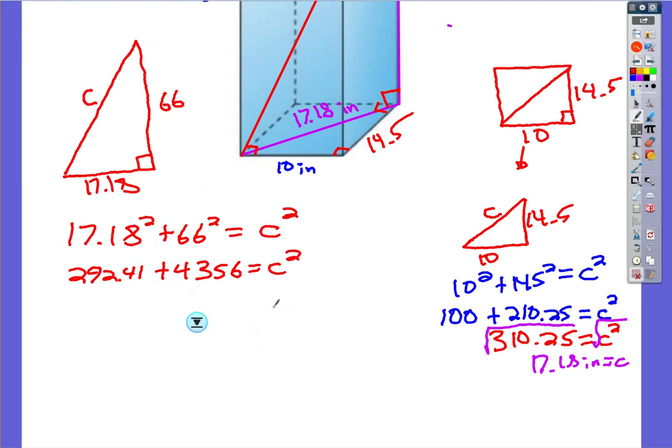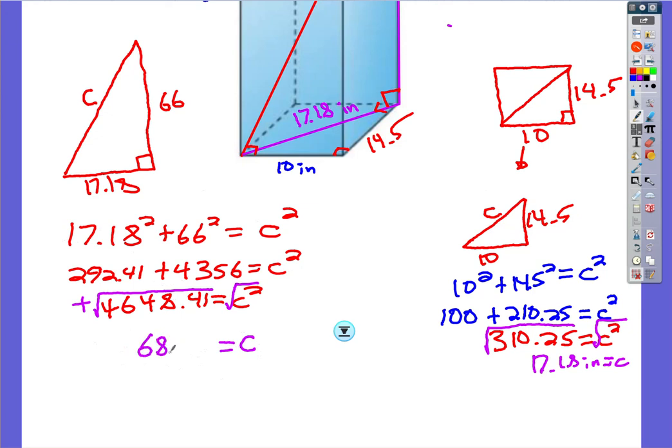So we'll simplify that out. That gives me 4,648.41. That is equal to c squared. And now we just do our final step that always occurs in these problems. Square root both sides. Again, we're only going to worry about the positive solution, not the negative, because we know this is a positive quantity given the context. Simplify that down, and we get c is equal to 68.18. And let's put the units on it now.